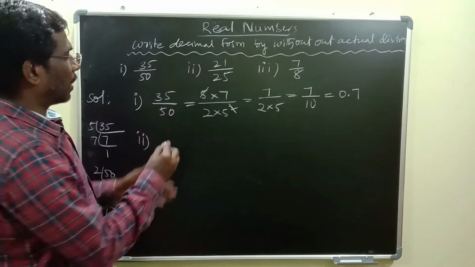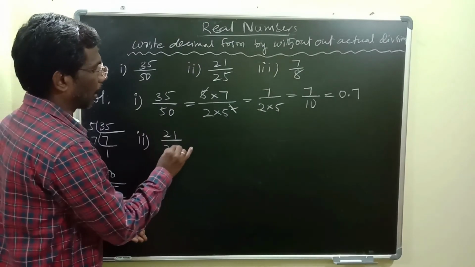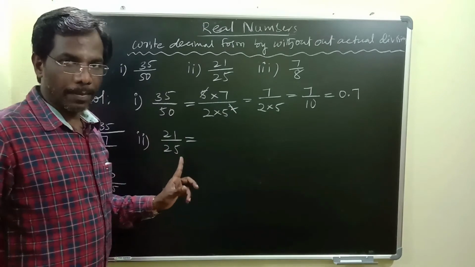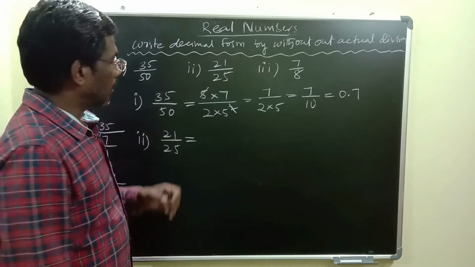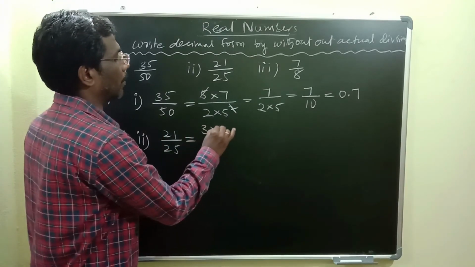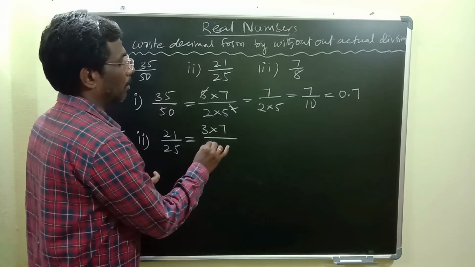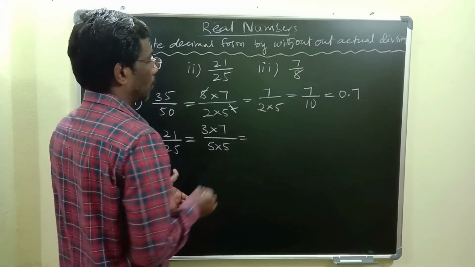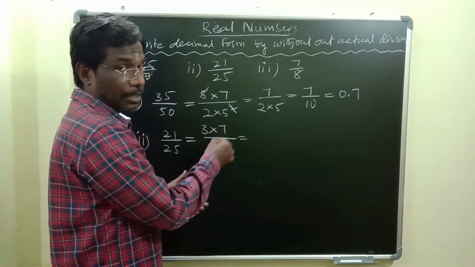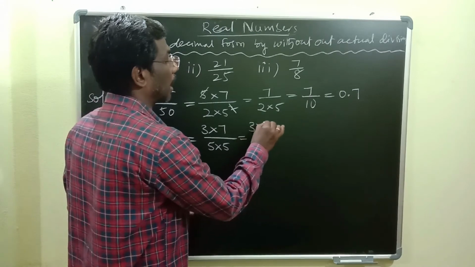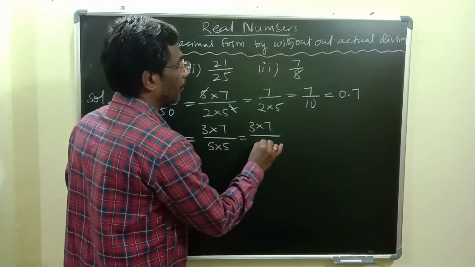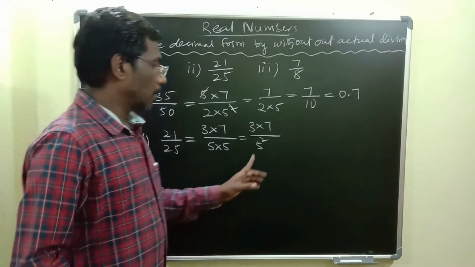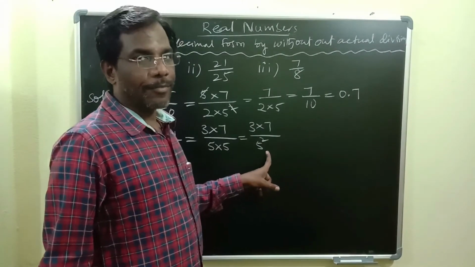The second one is 21 by 25. Here the numerator is given as 21 and the denominator is given as 25. This 21 can be written as 3 sevens are 21. The denominator is 5 into 5, 5 fives are 25. So you can't cancel anything here. Write 3 into 7 as it is. The denominator is 5 square.